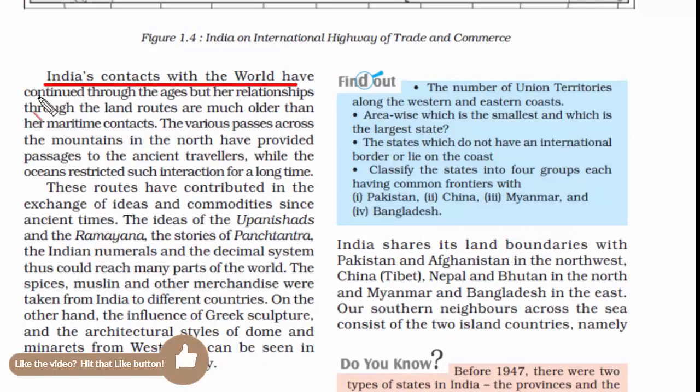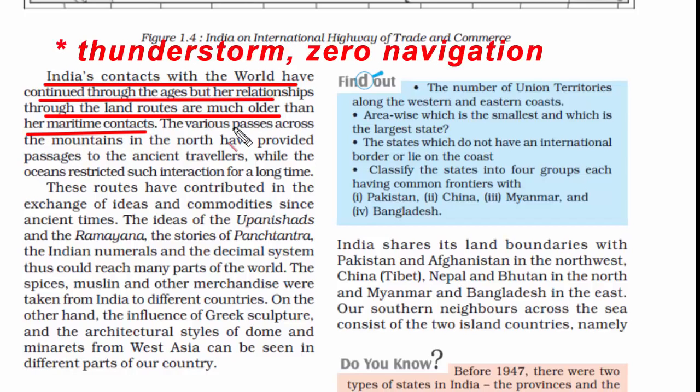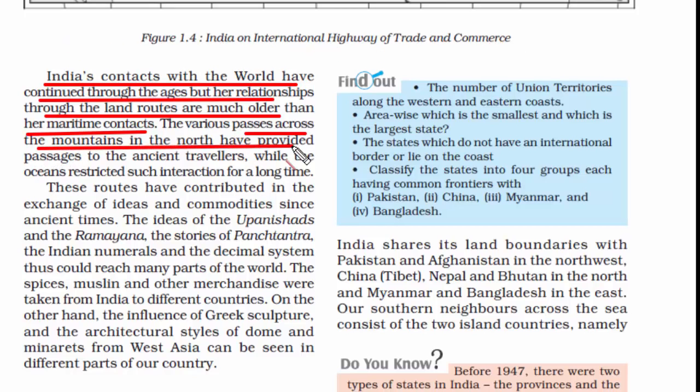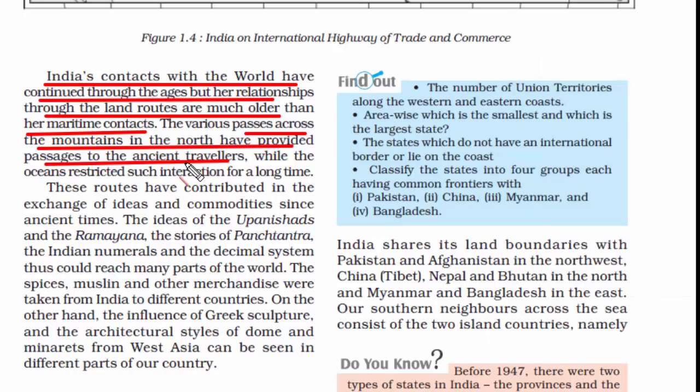India's contacts with the world have continued through the ages, and the relationship through the land routes are much older than the maritime contact. Ocean was very restricted and scary way of having an interaction with other countries. So travelers often took the land route, passing through the mountains in the north, like for example how Fahian came to India from China and other Persian dealers. So India has always been in touch with the world from ages, and it is not something that is new. All these land routes have contributed in the exchange of ideas and commodities since ancient time.